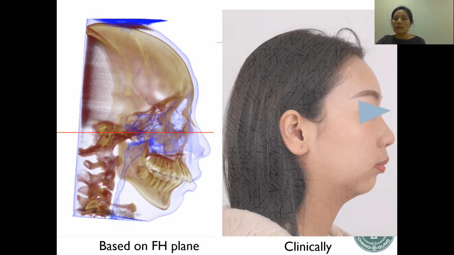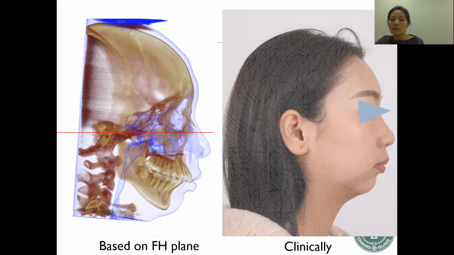Here's the example. When I adjust the pitch of a CBCT model, generally, first of all, I will level the FH plane horizontally. For many patients, that position based on the FH plane will be okay and will be similar to the position seen clinically. But for this case, the mandibular retrusion seems much more severe than what I see clinically.